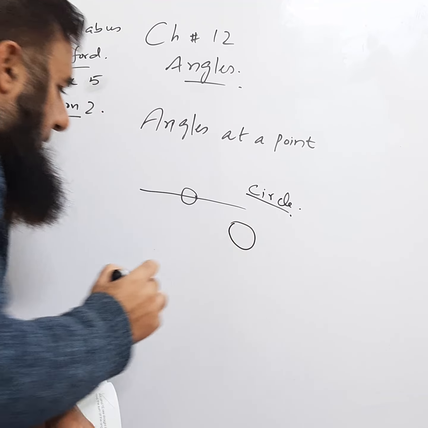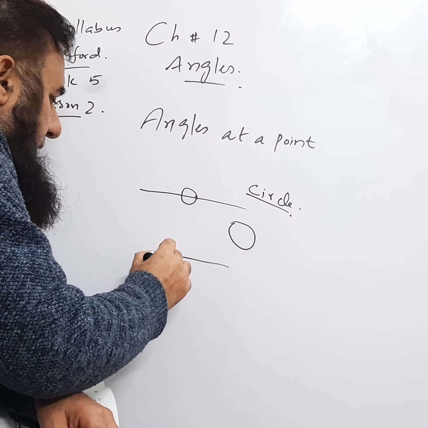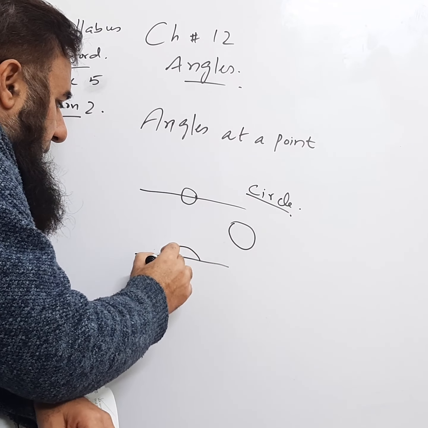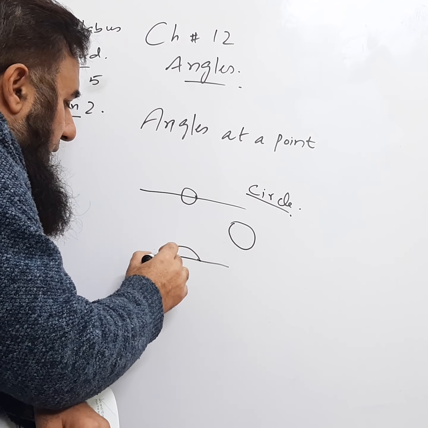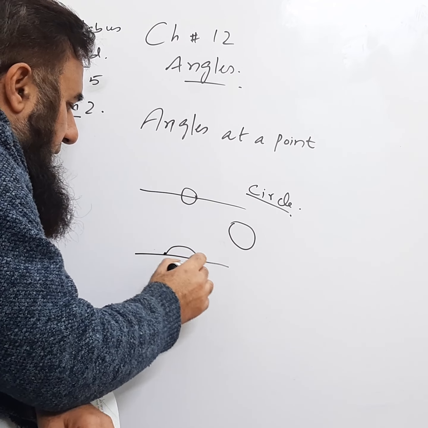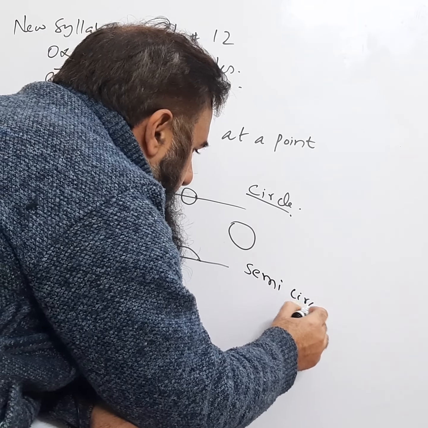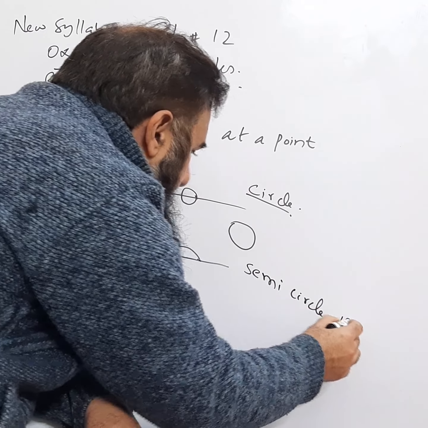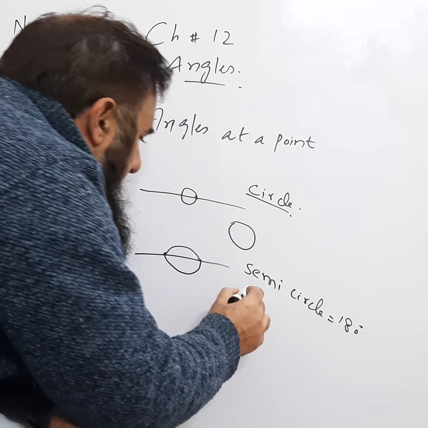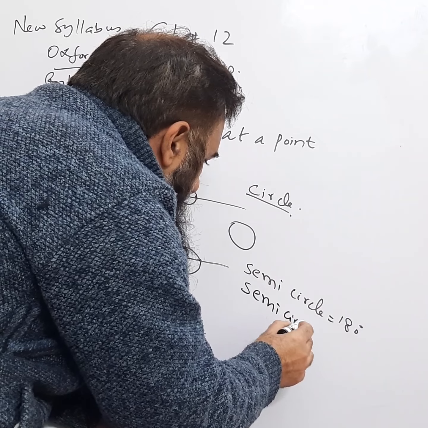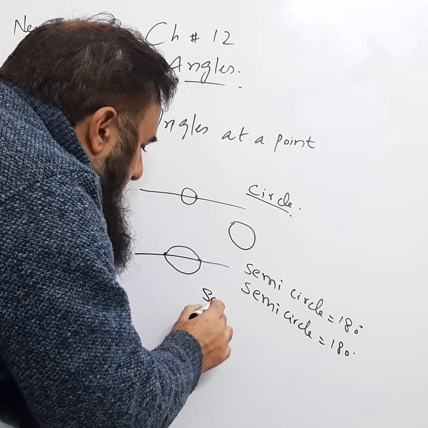So we know that on a straight line, this semicircle, the angles at a point on a straight line, is equal to 180. So this semicircle is equal to 180. We have another semicircle, this one, and another semicircle is equal to 180. So we know that two semicircles make a full circle.